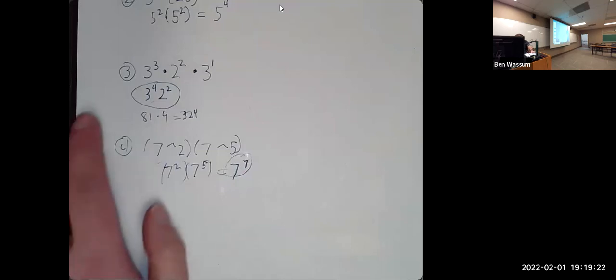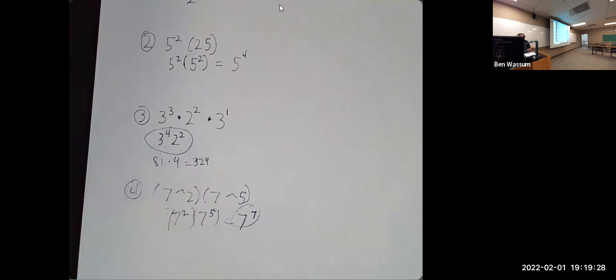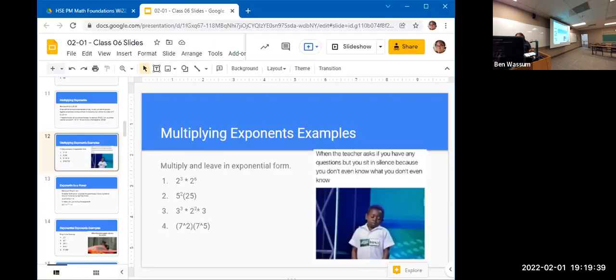So not bad. When you're multiplying exponents with the same base, it's not bad at all. In fact, even when they have different bases, you can clearly see you just work them out separately and multiply them together. Easy, not bad at all, right? We're feeling good. We're excited. We're pumped about math.